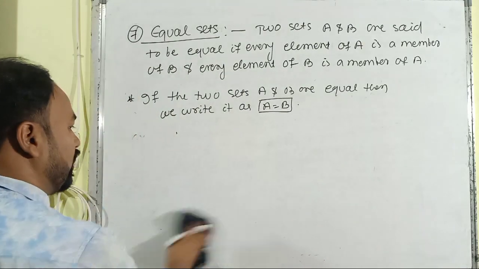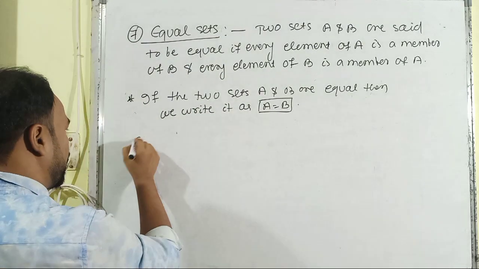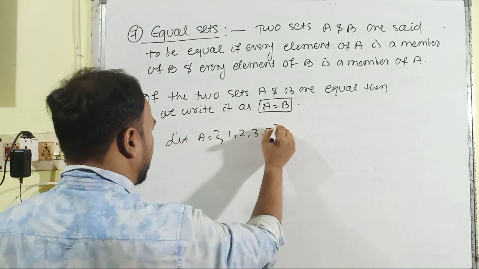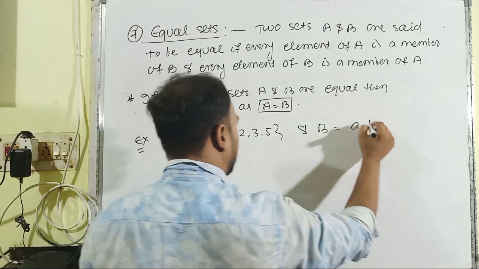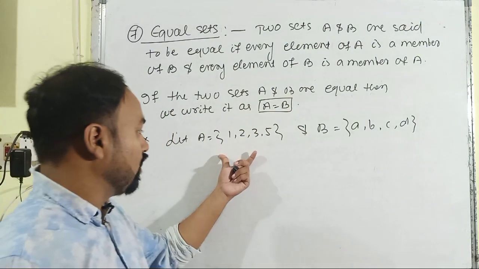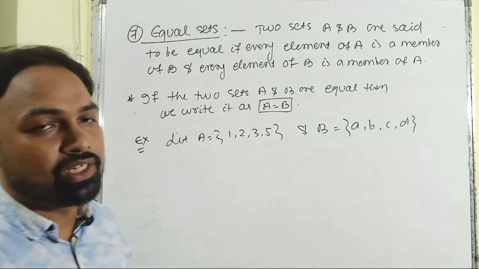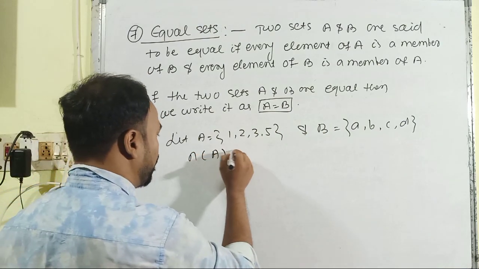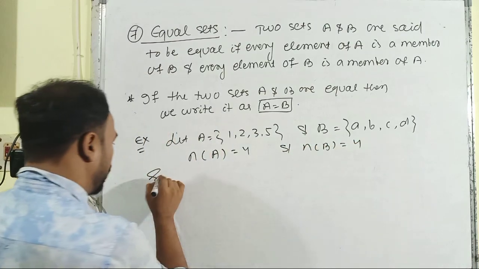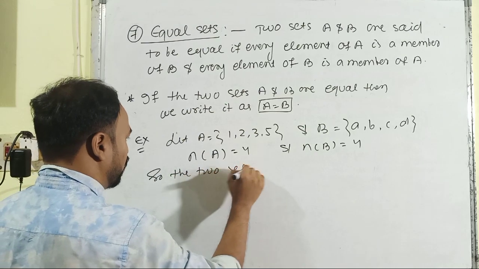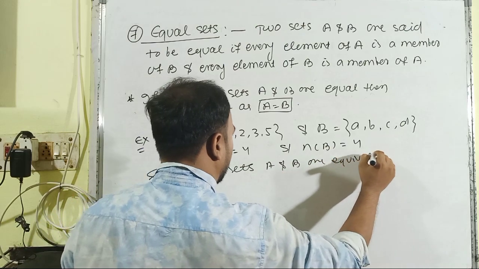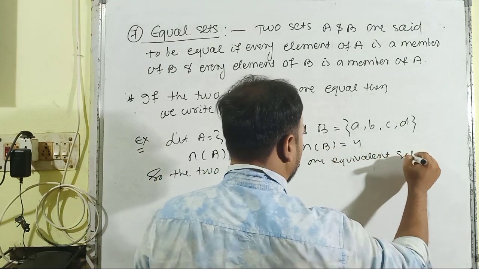Is it possible that an equivalent set is an equal set or not? Let us take another example. Let A = {1, 2, 3, 5} and set B = {a, b, c, d}. Here the number of elements of the first set is equal to the number of elements in the second set. That means the number of elements of A is 4 and the number of elements in set B is 4. So the two sets A and B are equivalent with each other, or they are called equivalent sets.